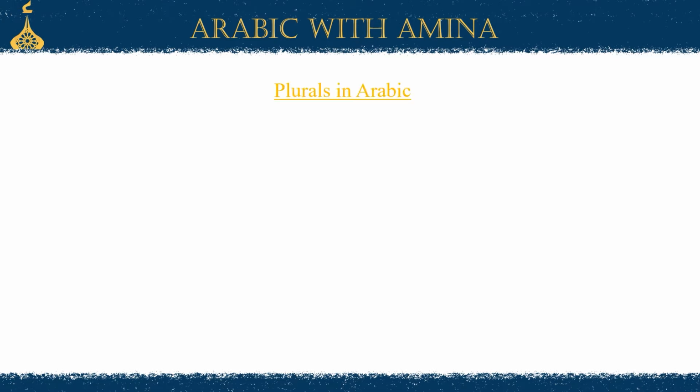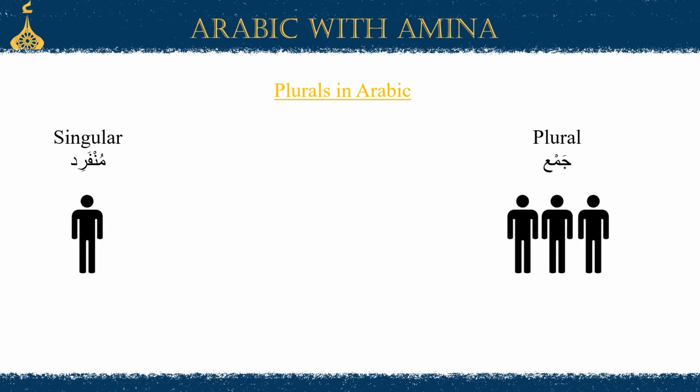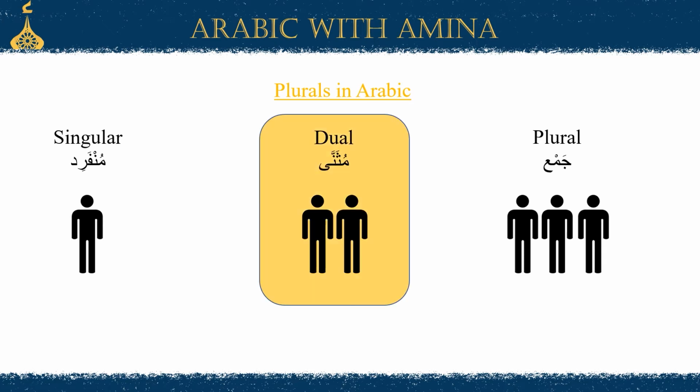In Arabic, one thing is a singular or munfarid. However, plural refers to three or more things, not two. If we have two things, that is called a dual, or muthanna. And in today's video, we're going to be talking about the duals. If you'd like to know more about the plurals, check out our video on that topic.